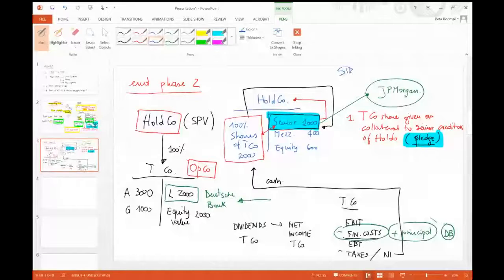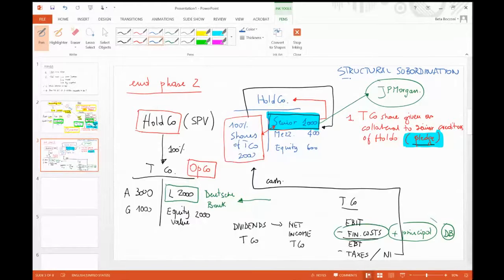Is it right? Is it clear, the concept of structural subordination? Formally, it is senior. Substantially, it is subordinated to other creditors. Tell me, guys, give me a feedback. Is the concept of structural subordination clear to everybody? Structural subordination. Very good. Thanks very much, Andrea.